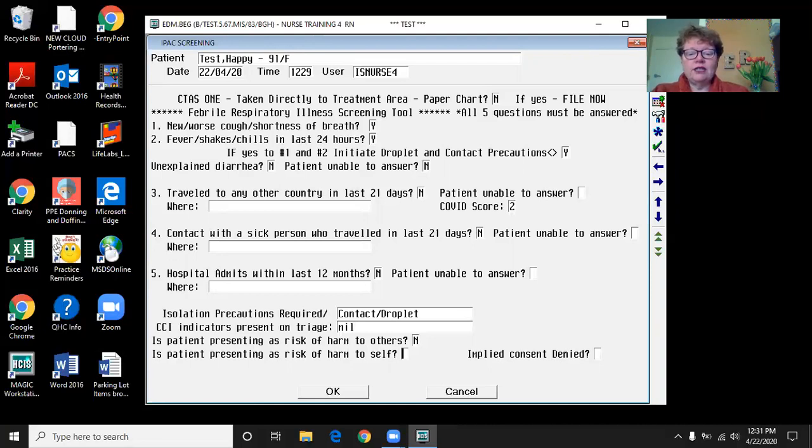Is the patient presenting as a risk of harm to others? I'm saying no for today. And is patient presenting as risk of harm to self? And I'm going to say no for that today too. If we said yes, it would prompt us to go to do a risk assessment tool for these patients. One is for suicide risk, the other is a DASA tool. So today, we're not going to be reviewing that.